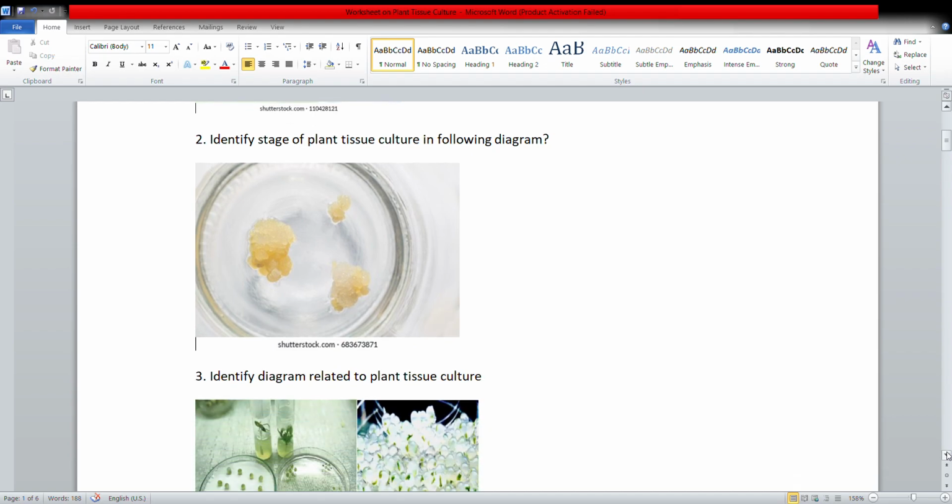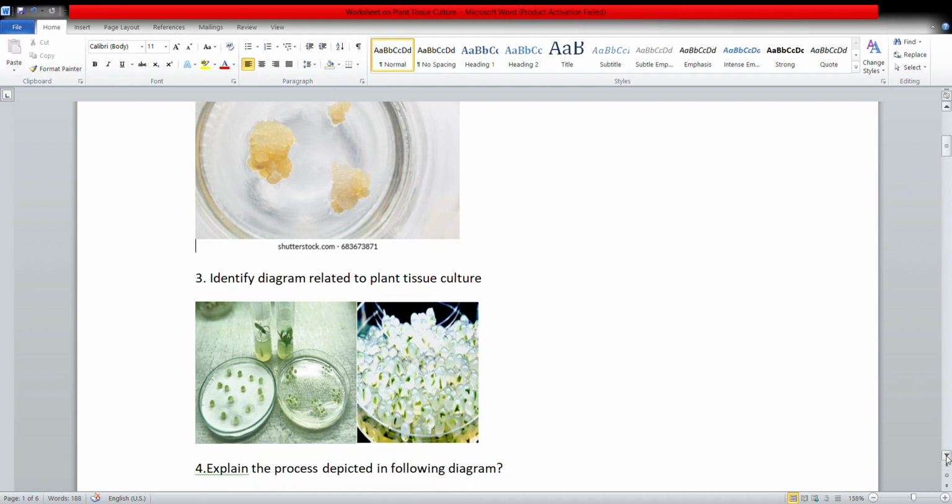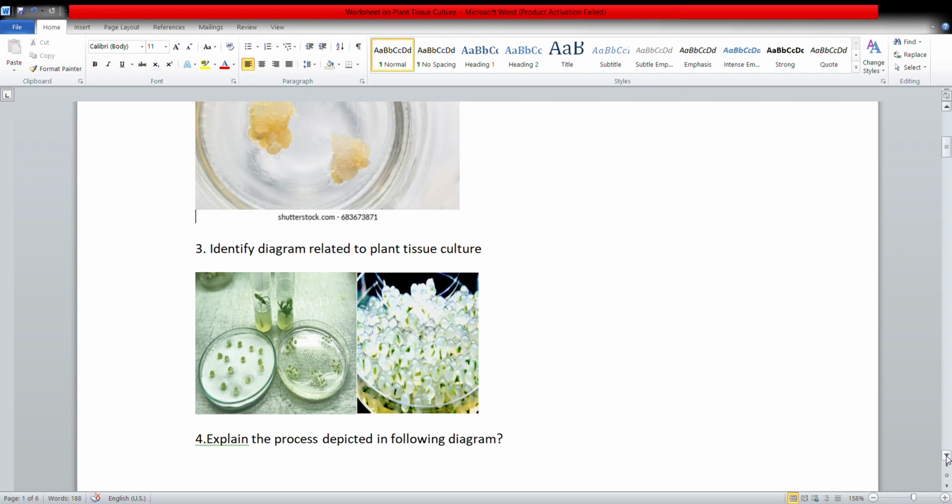Next diagram: identify the diagram related to plant tissue culture. It is an artificial seed. Artificial seeds are very helpful in adverse environmental conditions, when all the plantlets or seedlings are disturbed or ruined due to the environment. In that situation, you can quickly grow the plant from the artificial seed, where a somatic embryo is encapsulated with calcium alginate or sodium alginate. So this is a diagram related to artificial seed.